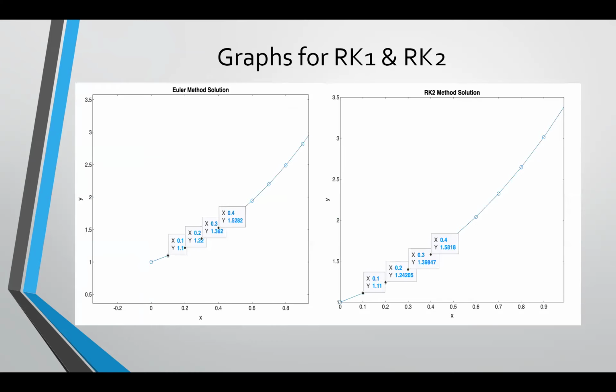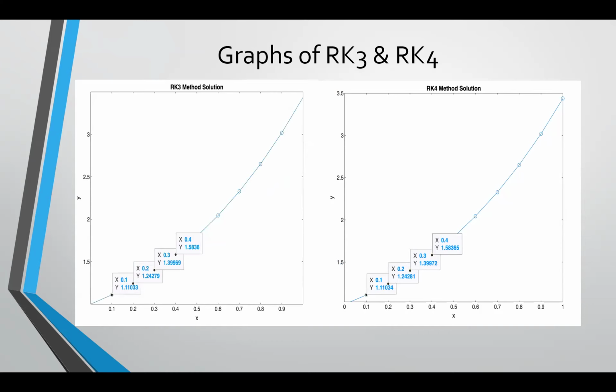Coming to the graphs of RK1 and RK2, these demonstrate their respective accuracies. RK1 or Euler method shows broader approximations with noticeable errors over time. RK2 improves upon this by capturing mid-interval dynamics, providing a closer fit to the exact solution. These visualizations highlight the trade-off between computational simplicity and accuracy.